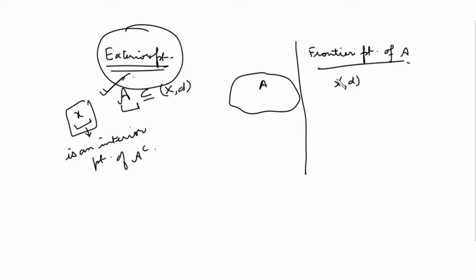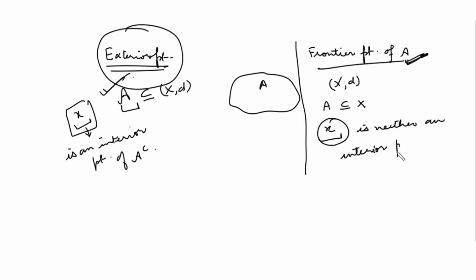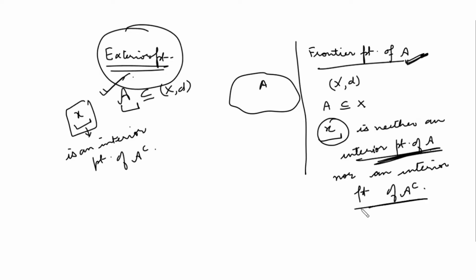Again, we are having any metric space. A is any subset of X, and any point X is said to be the frontier point of A if X is neither an interior point of A nor an interior point of A complement. ना तो वो इंटीरियर पॉइंट है A का, ना ही A complement का इंटीरियर पॉइंट है. So that point is said to be the frontier point of A.